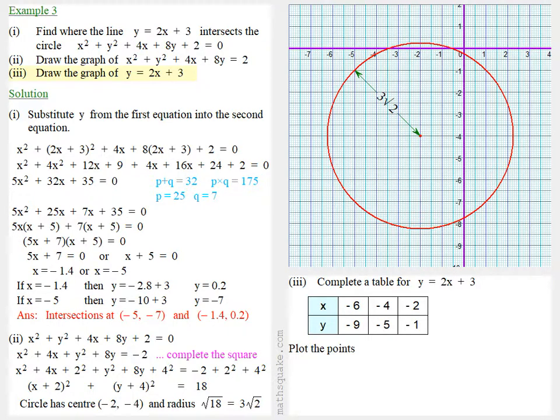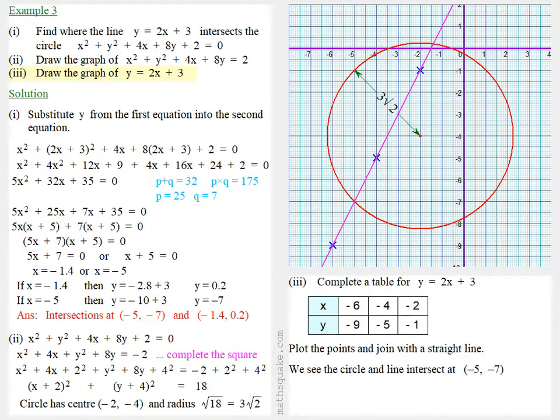So we can plot these points and join with a straight line. We see that the circle and line intersect at minus 5, minus 7 and minus 1.4, 0.2, which is the same as we had before in part 1.